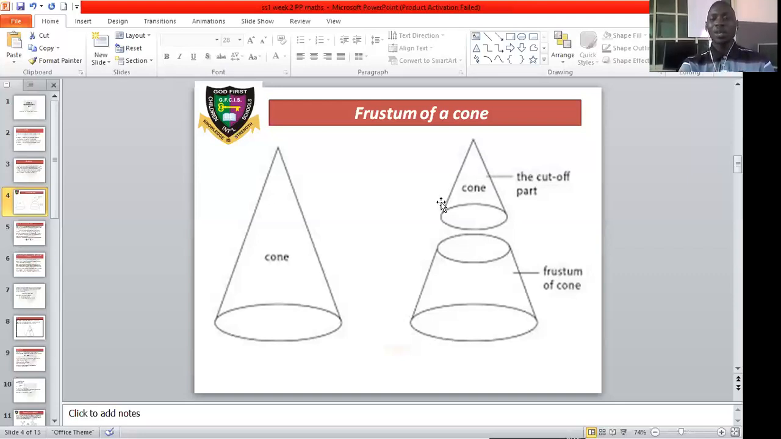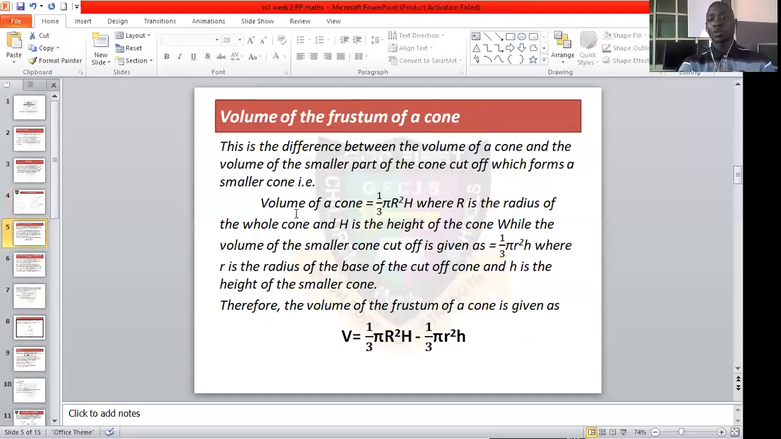So if you remove the smaller cone from the bigger one, you have the volume of the frustum. The volume of the frustum of the cone is the subtraction of the volume of the smaller cone from the bigger cone. Let's look at the definition. This is the difference between the volume of a cone and the volume of the smaller part of the cone cut off, which forms a smaller cone.